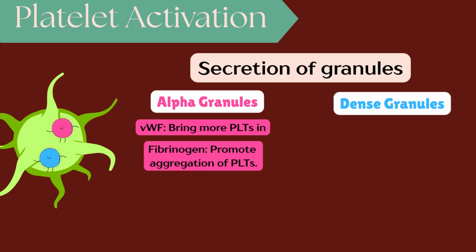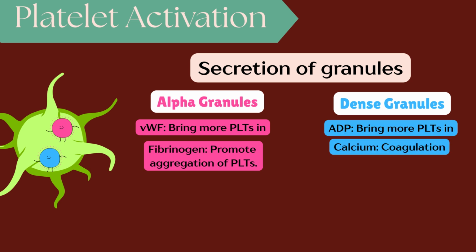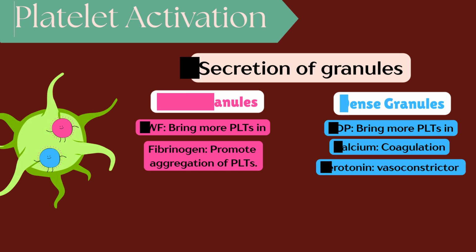It's also going to release fibrinogen. That's going to promote aggregation of platelets. The dense granules are going to release ADP, which is used to attract more platelets. They're also going to release calcium, which is essential for coagulation and also for forming that bridge between fibrinogen and your platelet. That's going to be important in aggregation, and I'll get to that later. And lastly, your serotonin. That's also important for vasoconstriction.